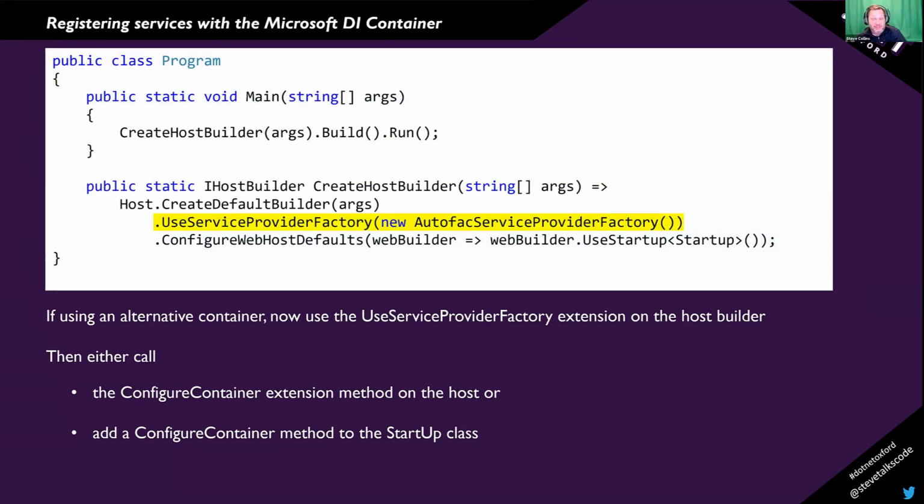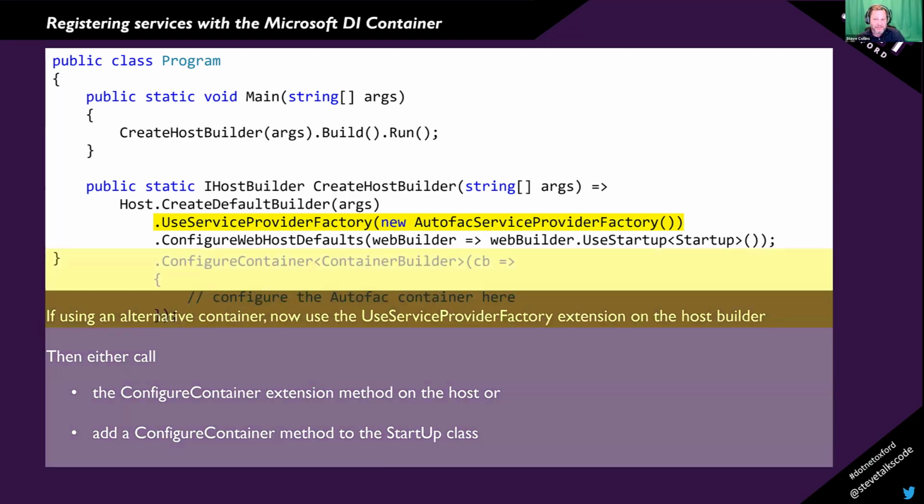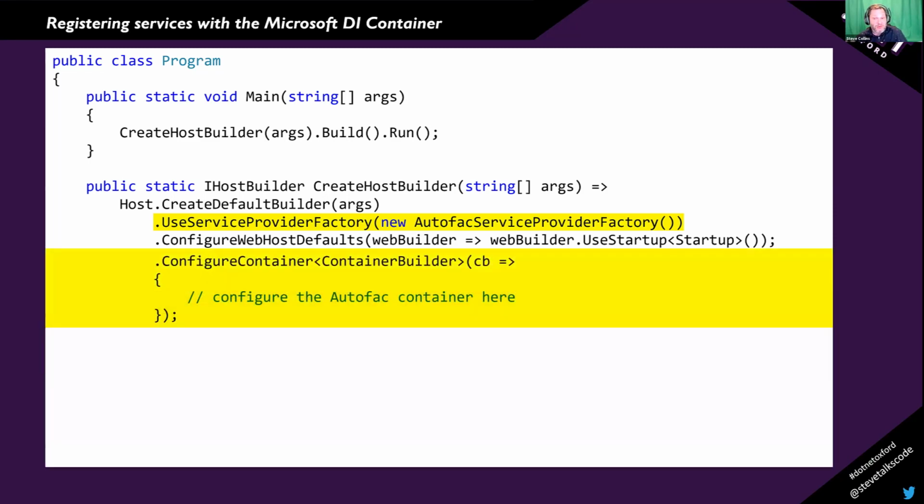So if you want to use an alternative container, there's a UseServiceProviderFactory extension method that you call when setting up the host builder. And that allows you to get the alternative container that resolves instances for you via the Microsoft abstraction. Whilst that will register the custom container, you've still got to go and do your container specific registration. So whilst you can do that inside your ConfigureServices using the IServiceProvider, if you're doing anything fancy with Autofac or Ninject or any of those where they're doing something that isn't supported out of the box, you've got to use the ConfigureContainer extension method on the host builder.